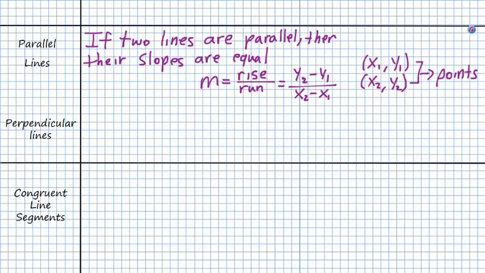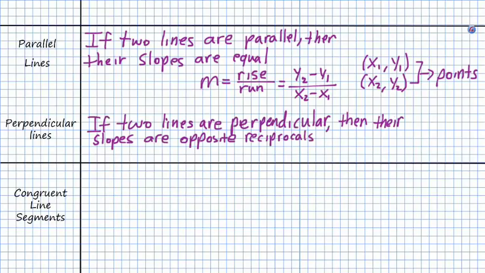Then finally, perpendicular lines. We have actually gone through this last semester, but let's talk about that perpendicular condition. If two lines are perpendicular, then their slopes are opposite reciprocals. Let's remember what opposite reciprocal means. First off, opposite is talking about the sign, so it's going to be the negative, and then the reciprocal is going to be flipped. So we make it negative and we flip it.